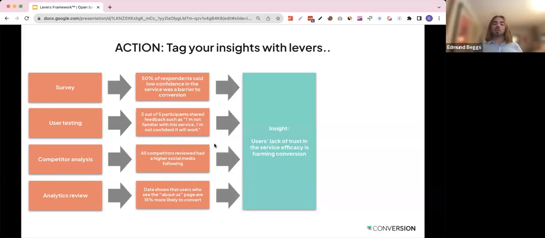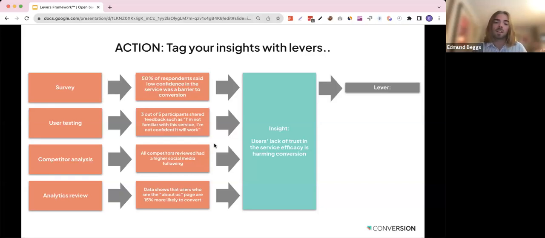If we were to group these together into an insight, and there's a degree of interpretation here, you could rewrite this in lots of different ways. We might say something like, users' lack of trust in the service efficacy is harming conversion. It could be product efficacy. Essentially, users are not getting to the perception we want them to have, which is that we are a reliable service and company, and we're going to do an effective job for you.